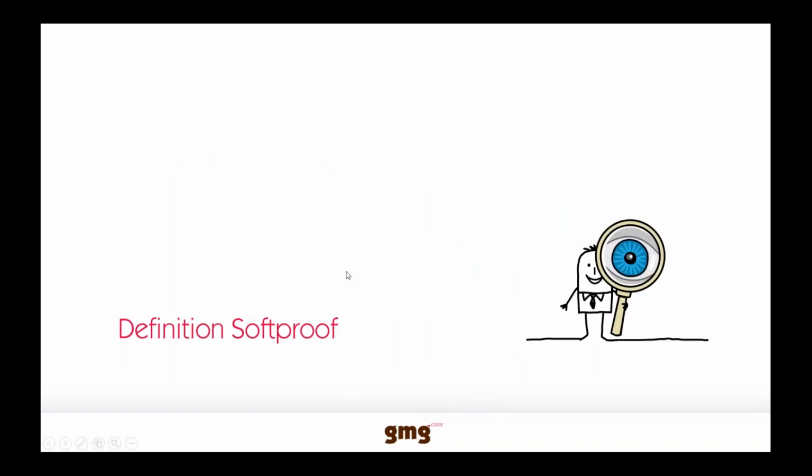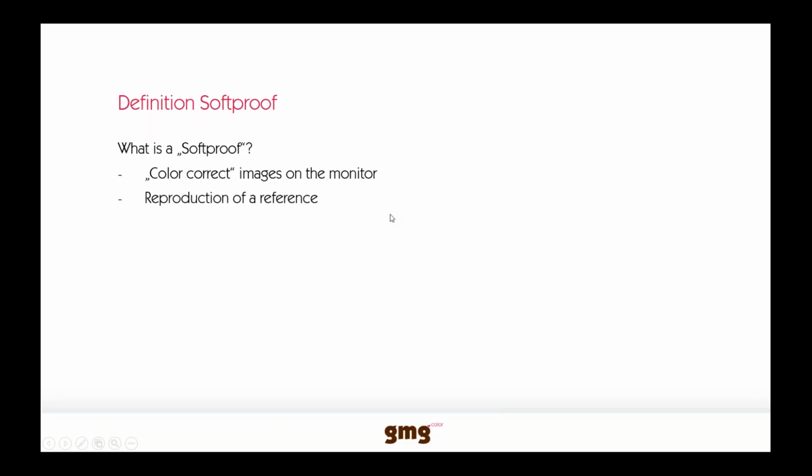So, start with the definition of softproof. What do we understand when we talk about softproofing? Firstly, all the color management experts, I would say, like we also, think about replacement of a hard copy proof. But that's not the only case. A softproof in the first place is a color correct image on the monitor. So color correct images on your monitor, where you can trust the colors and where you can reproduce a reference.